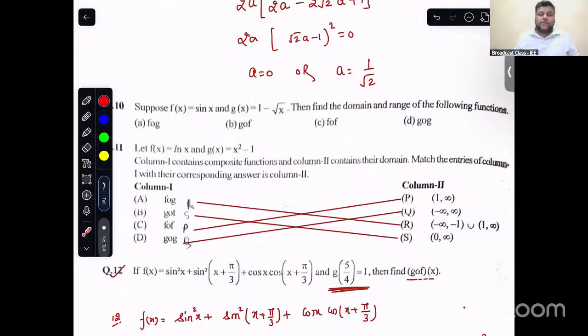I hope I have been able to make you understand everything about the gof and fog functions. Is it fine? Is it okay?